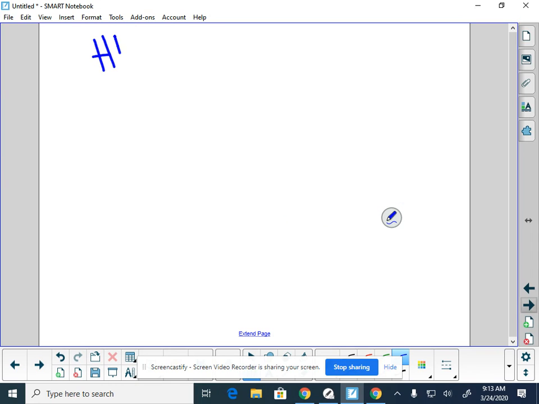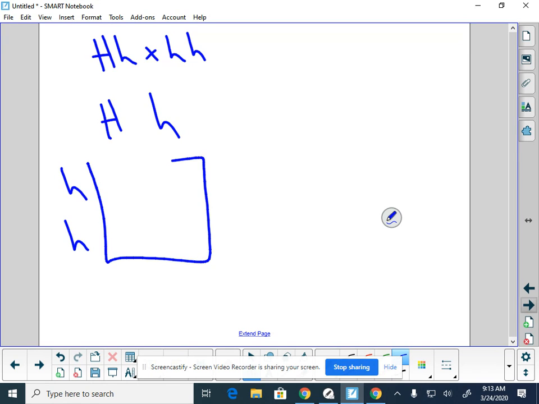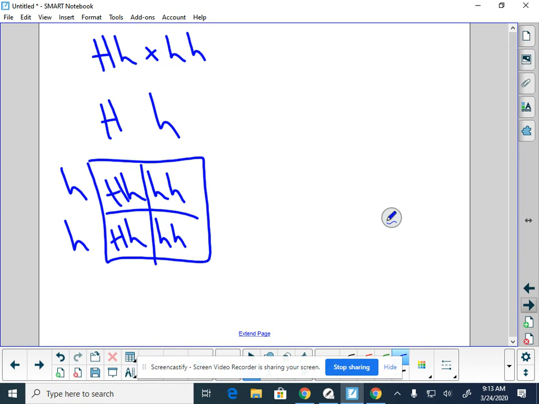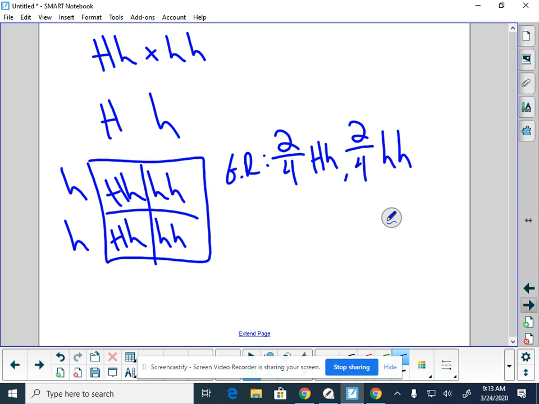Next, we had a heterozygous times the test cross. Make your Punnett square. The genotypic ratio is now 2/4 big H, little h, and 2/4 little h, little h. The phenotypic ratio is 2/4 wire-haired and 2/4 smooth-haired.